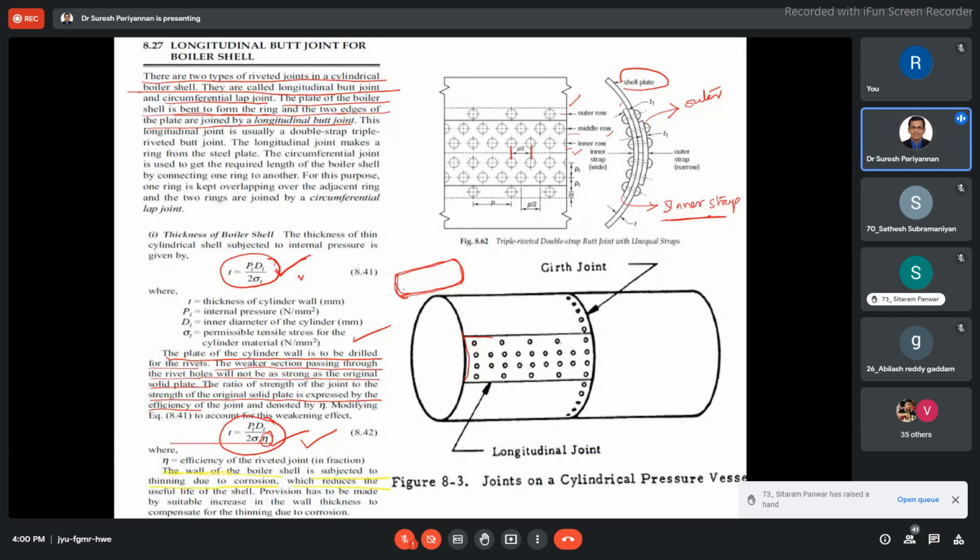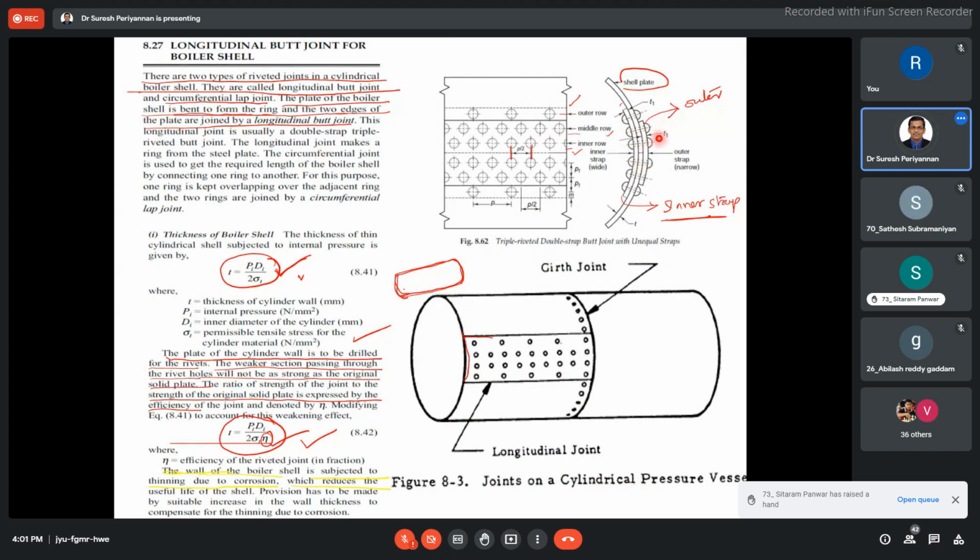When the inner strap plate has more width, the rivets sitting only in the inner strap plate are subjected to single shear. When the rivets sit in both the inner strap plate and outer strap plate, they are subjected to double shear. You may expect this type of objective question.